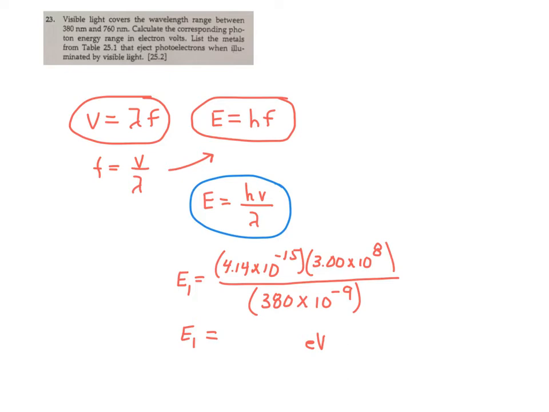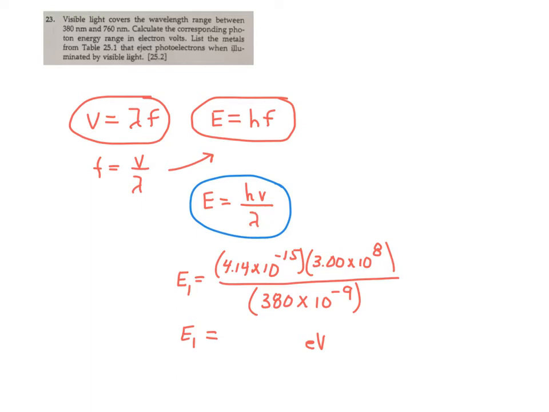I'm going to take a little different approach on this problem just to make it go a little faster. If I solve this equation on the left for F, F will be equal to V over lambda. Then if I plug this V over lambda in for F right there, I just get a combination of the two equations in the blue circle here. The energy of a photon is going to be Planck's constant times the velocity of the photon, which is a constant, divided by the wavelength.